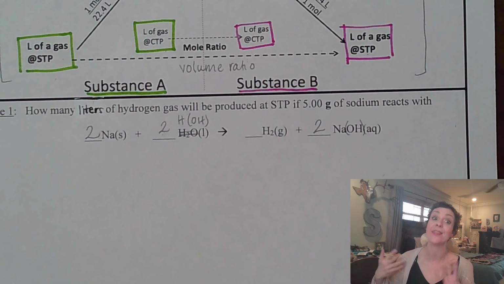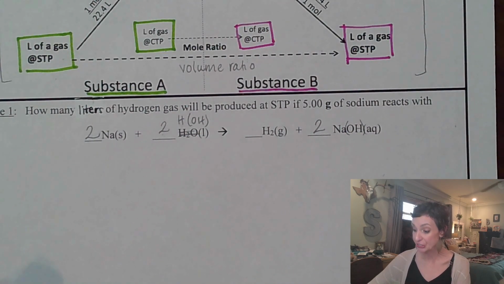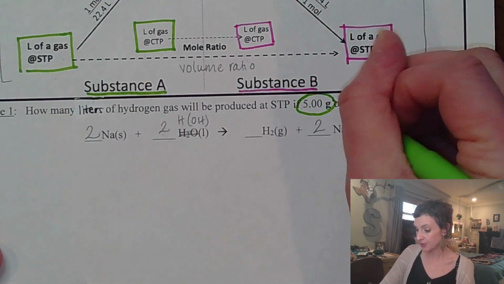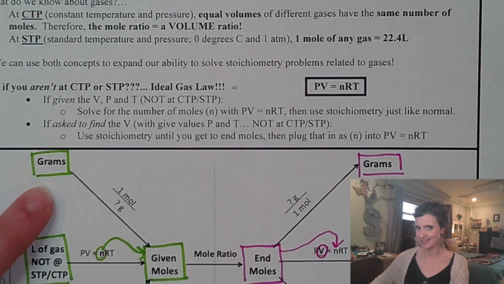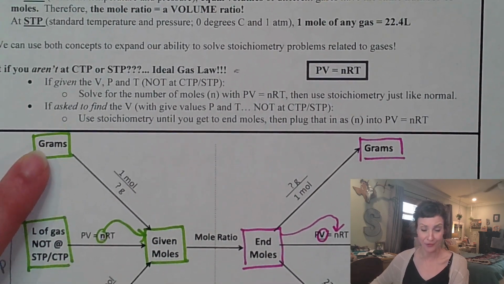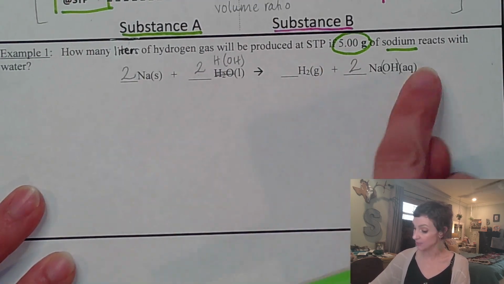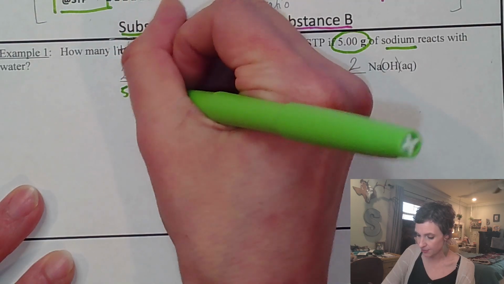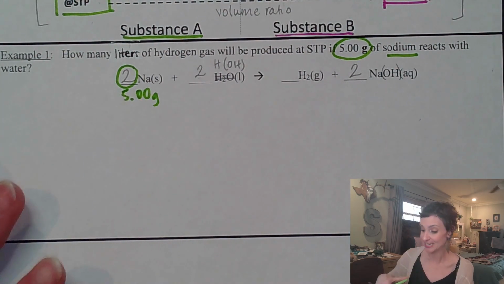Remember, I look at the number and the number helps me out. It says, how many liters of hydrogen gas will be produced at STP if 5 grams of sodium reacts with water. So my given is grams. I'm not even really doing anything new. My given is not anything with a volume of a gas. My given is grams of somebody else. Well, we got to find where the sodium is here. There he is. I always like to write my given, 5.00 grams, underneath the "of what," because that lets me know this number up here is going to be important for a mole ratio step coming up.